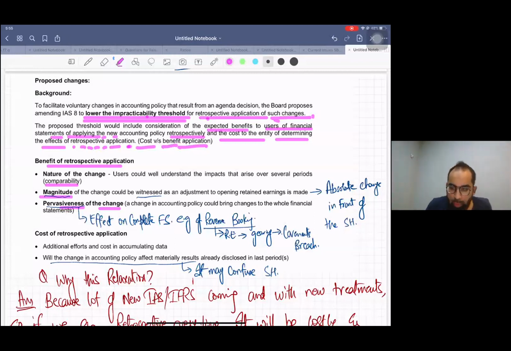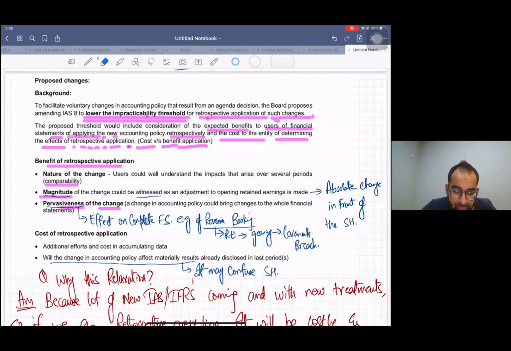Okay, welcome back. Now we were discussing the benefits of retrospective application. The first benefit is obviously because of retrospective application, comparison is like with like. This year's financial statement is comparable with last year. Number two, because of retrospective application, shareholders can see the magnitude, it means the actual absolute impact of that change in accounting policy in absolute numbers. Okay, because we are just opening retained earnings so that they can see.